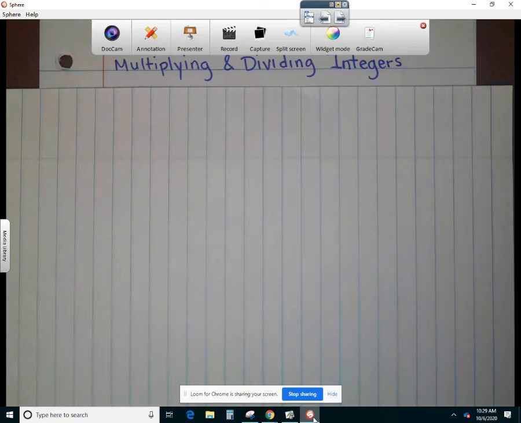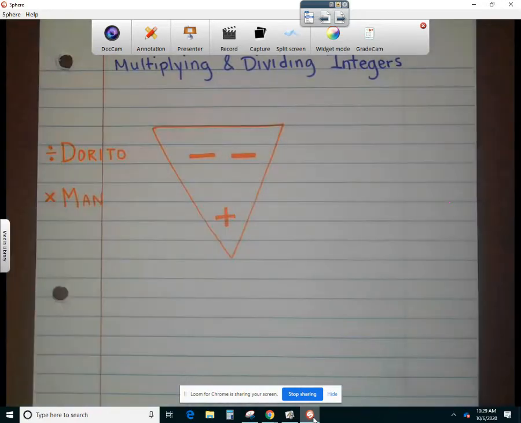Add and subtract integers, and now we're going to learn how to multiply and divide them. And lucky for you, we have a very simple strategy for this, and it is called Dorito Man. Dorito Man is going to be your best friend when it comes to solving these problems, because if you use him, you will get them right, as long as you know your multiplication facts. If you don't, you really need to be practicing that.